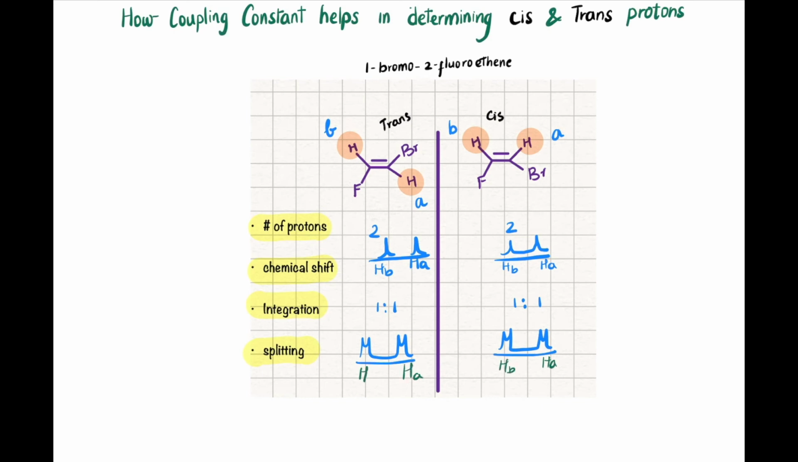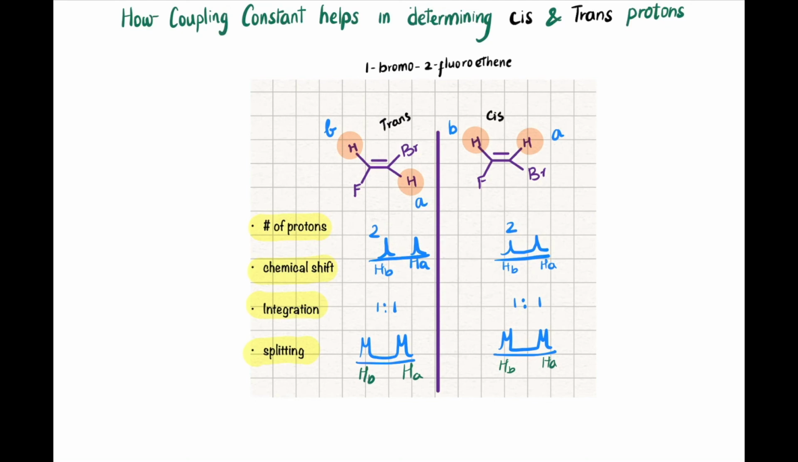Now how can we differentiate both of these compounds? Because we have exactly the same number of protons, both of these compounds are going to experience the same type of chemical shifts for the two protons, they are going to be of the same intensity, and they are going to provide exactly the same splitting pattern. One way to distinguish the cis and trans configuration is to determine the coupling constant.